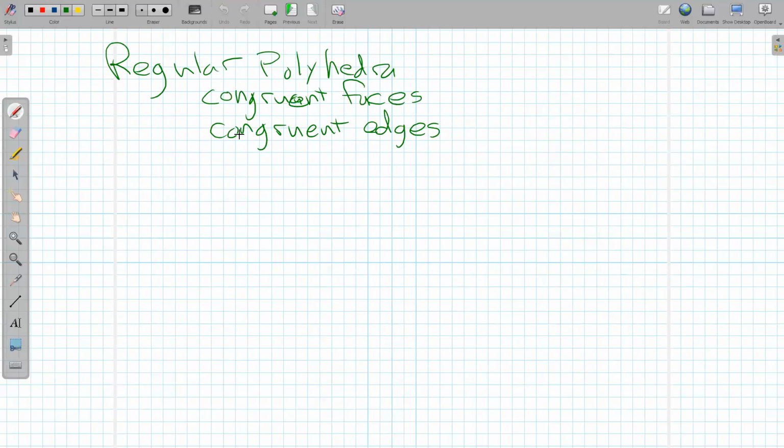So congruent faces, congruent edges, we have to have the same number of edges at each vertex. And all of the dihedral angles have to be congruent.